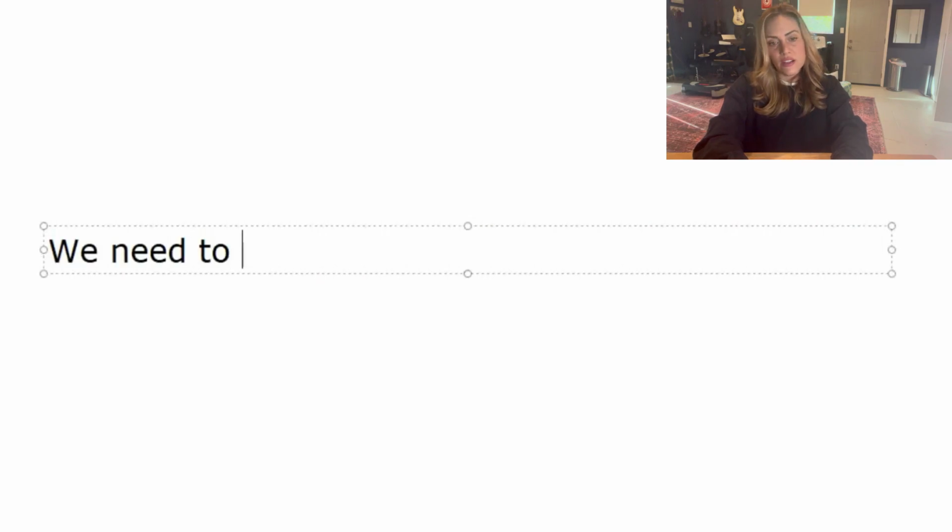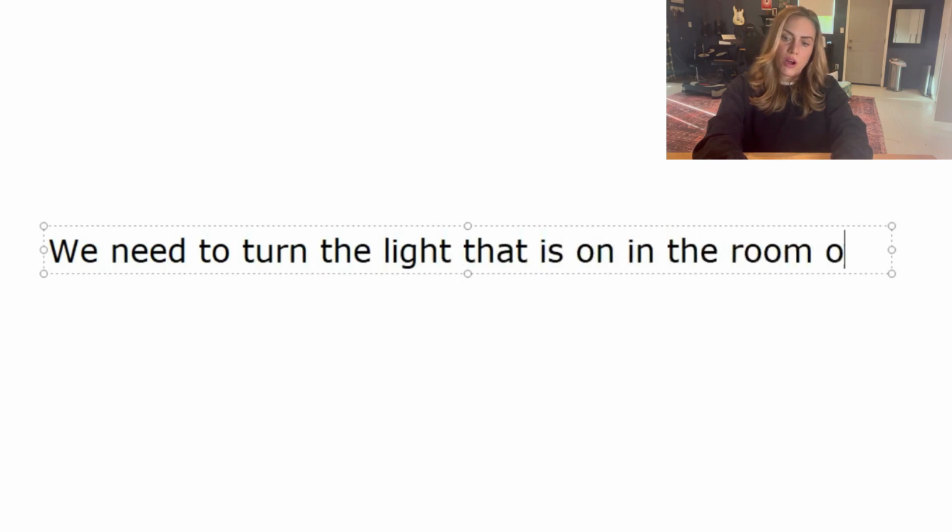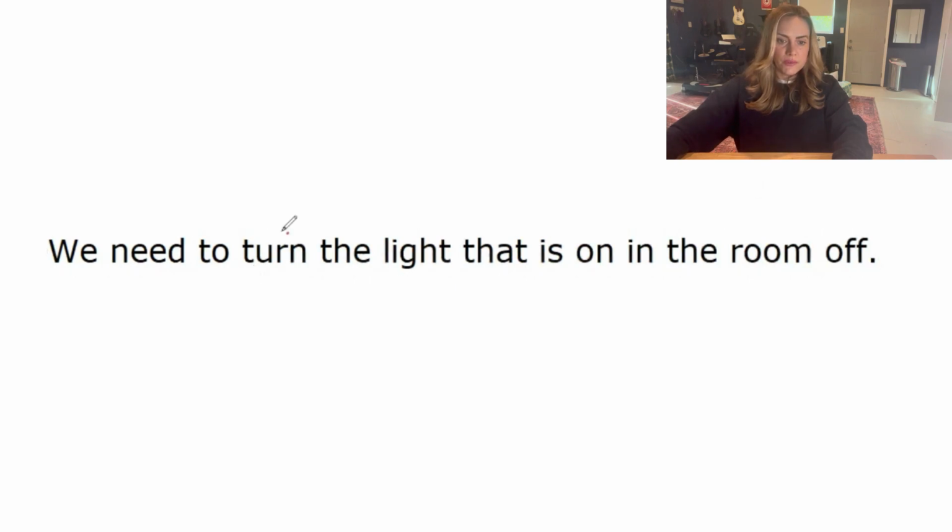Okay, so that's it. Those are three examples of inseparable phrasal verbs. One more thing I want to say, though, is that sometimes there are situations where a phrasal verb is separable, and you can separate it, right? Let me see. For example, we need to turn the light that is on in the room off. Okay, here's a better example. Where's the phrasal verb? Turn off.